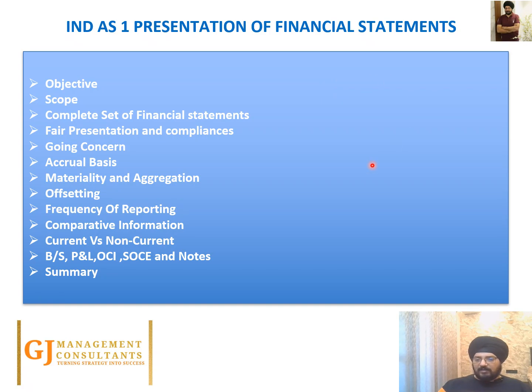So with this, we can quickly start the discussion. The points that we have covered here are the objective, scope, complete set of financial statements, fair presentation and compliance, going concern basis, accrual basis, materiality and aggregation, offsetting, frequency of reporting, comparative information, current versus non-current, balance sheet, P&L, other comprehensive income, statement of changes in equity and notes, and then a quick summary. So this is how we have designed the entire presentation. We'll just quickly move to the first slide.